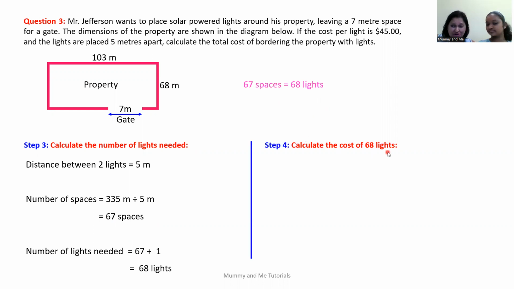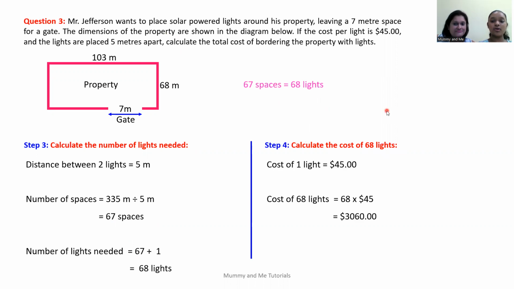Can we now calculate the cost of these 68 lights? Yes. We know that the cost of 1 light is equal to $45. Therefore, the cost of 68 lights would be equal to 68 multiplied by $45, and we will get $3,060.